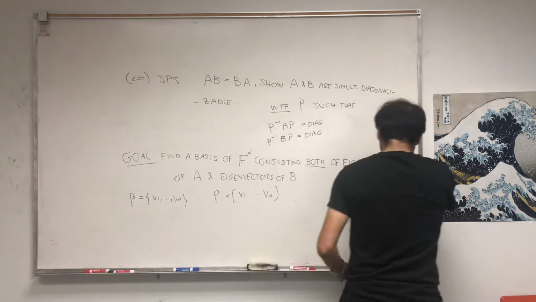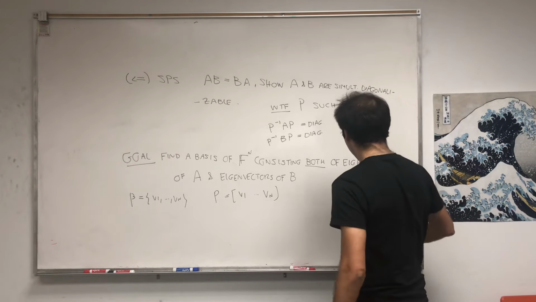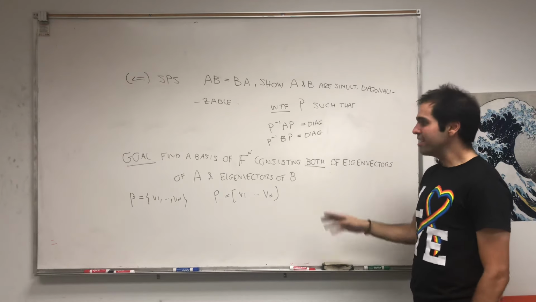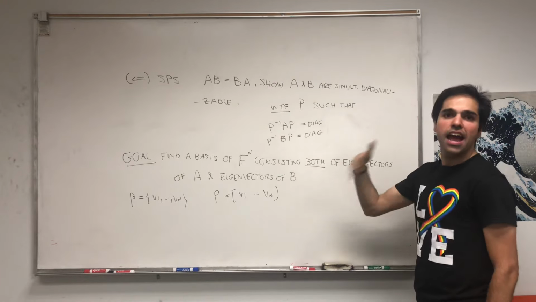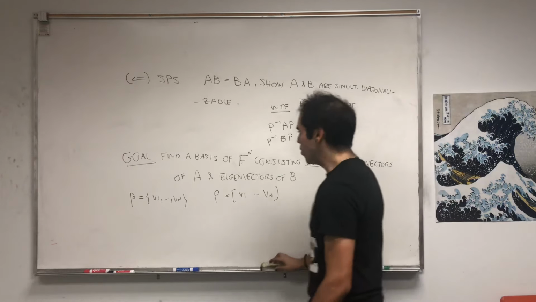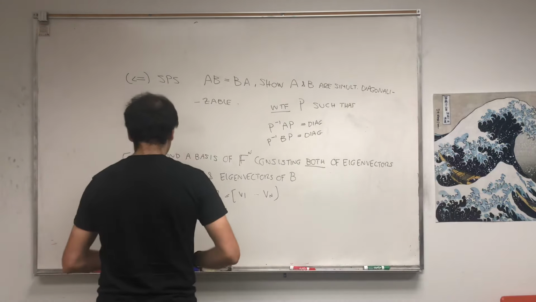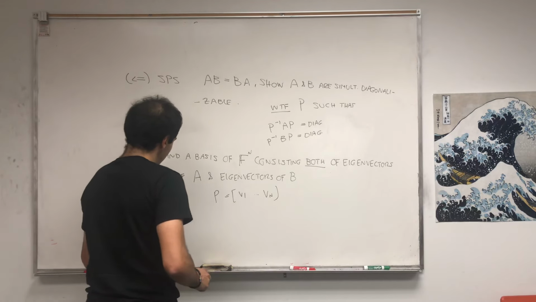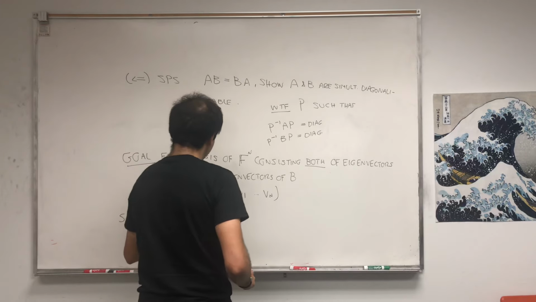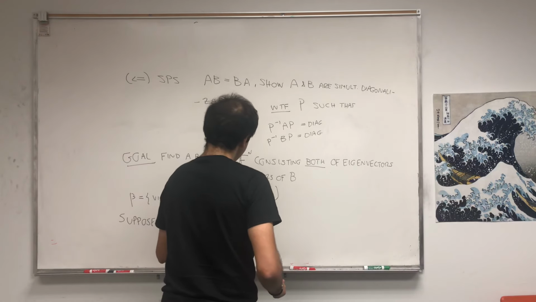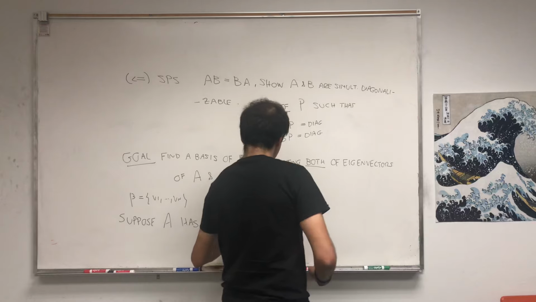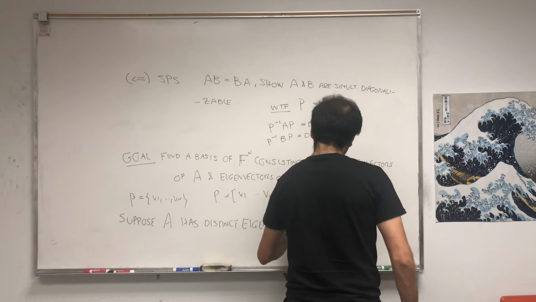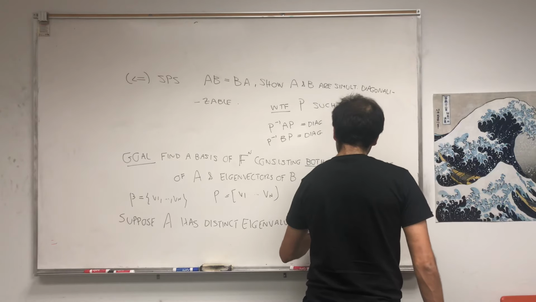Okay, and here comes an interesting thing. So it turns out we need to deal with eigenspaces. So let's assume A has some eigenvalues, lambda 1 up to lambda k. Suppose A has distinct eigenvalues lambda 1 up to lambda k.